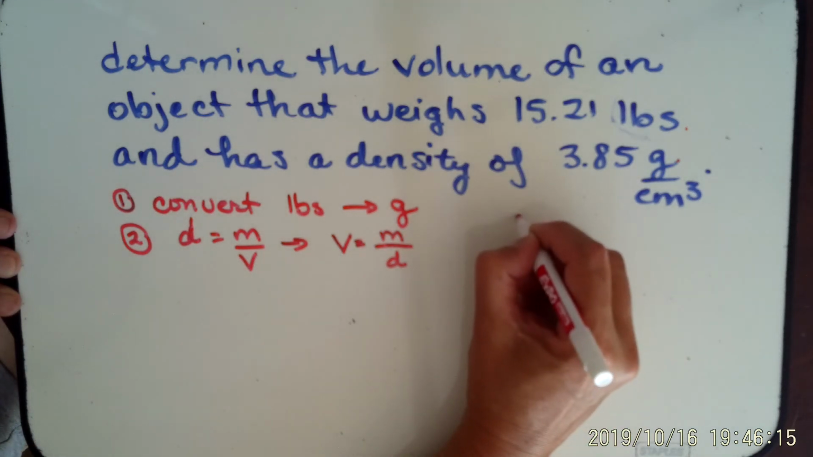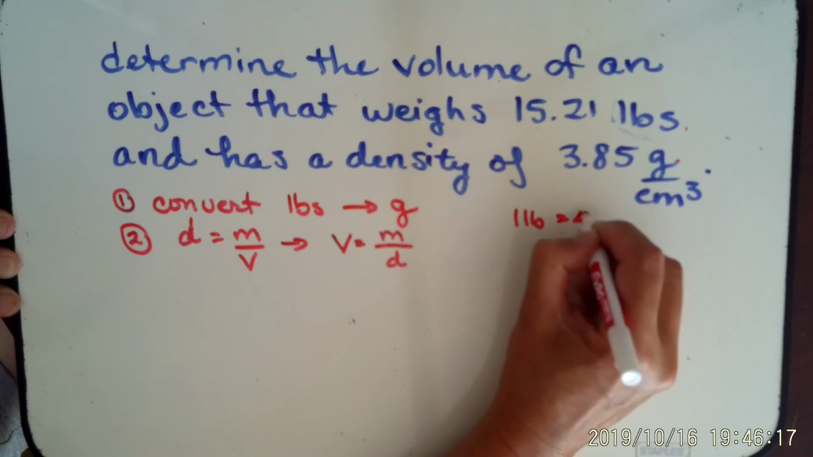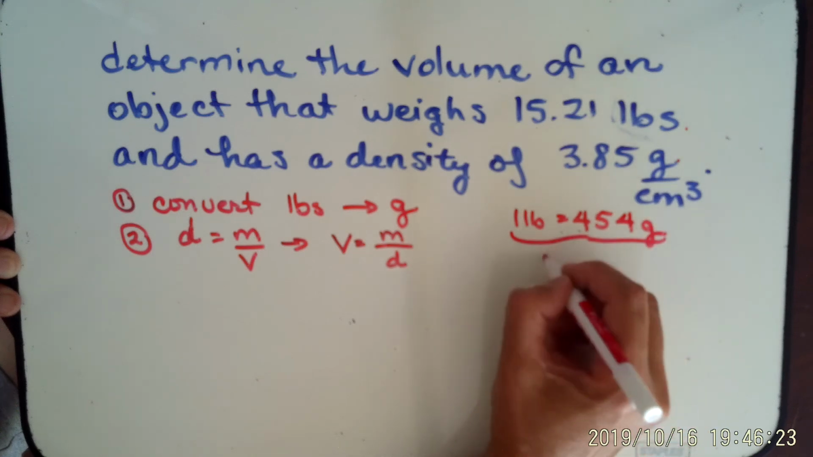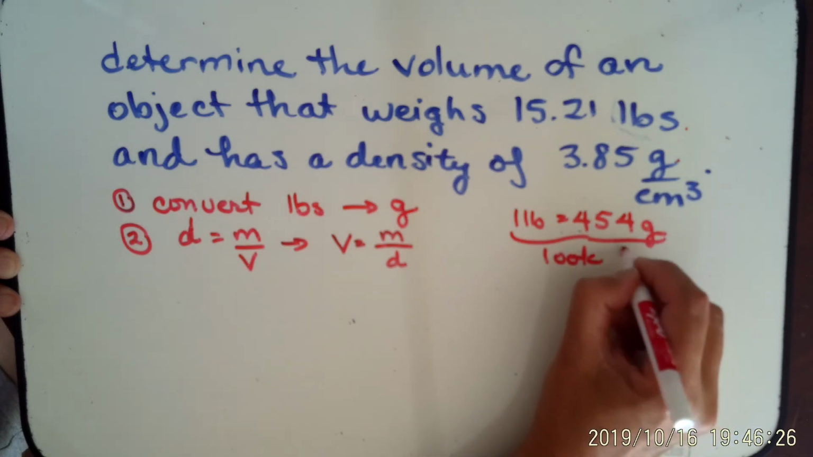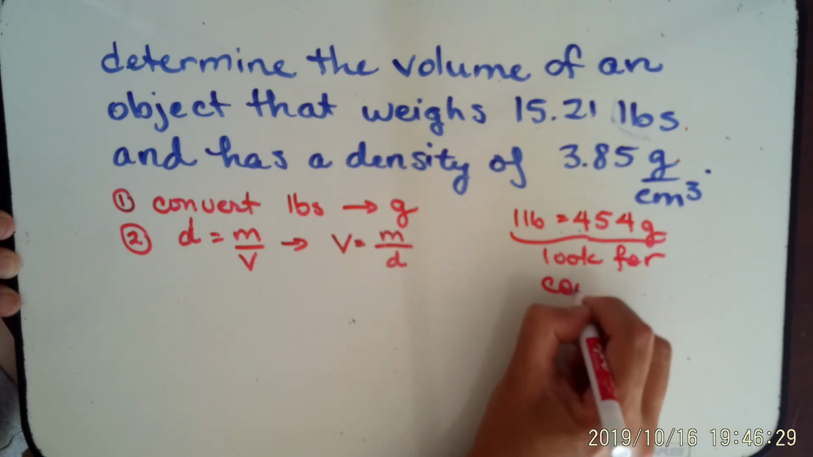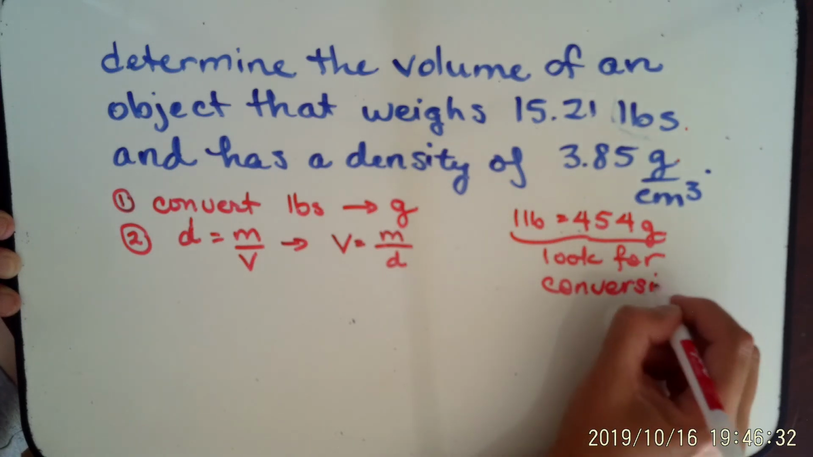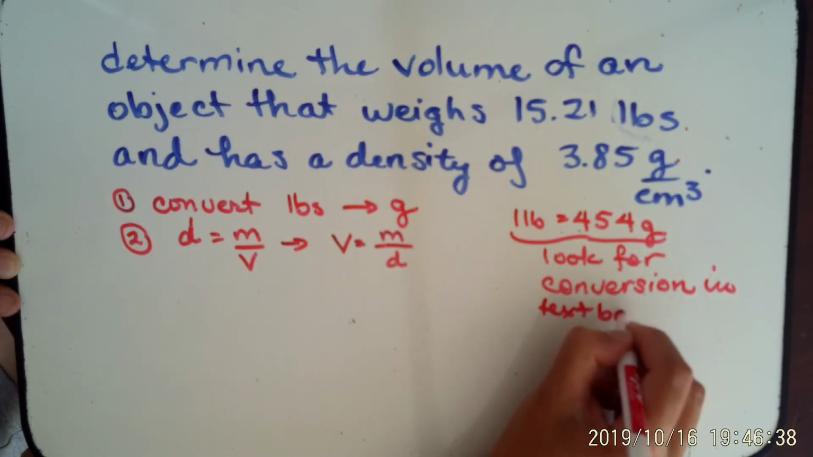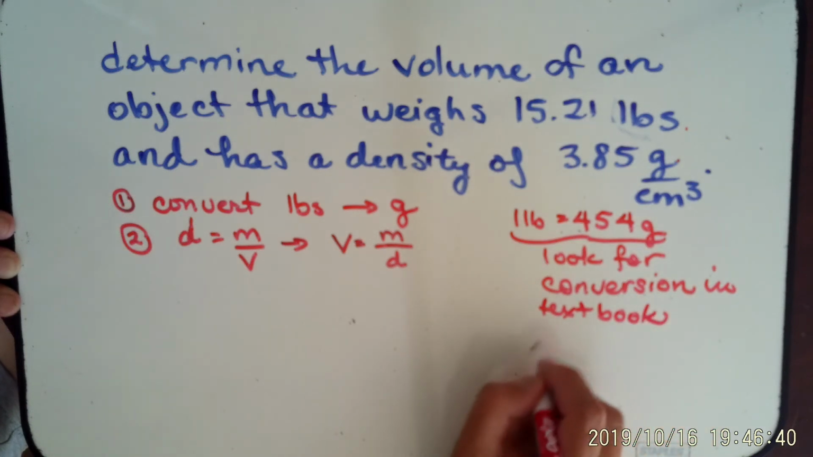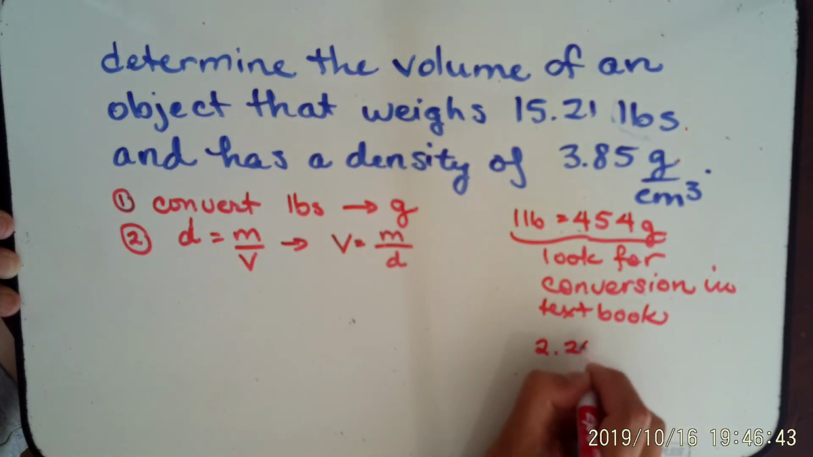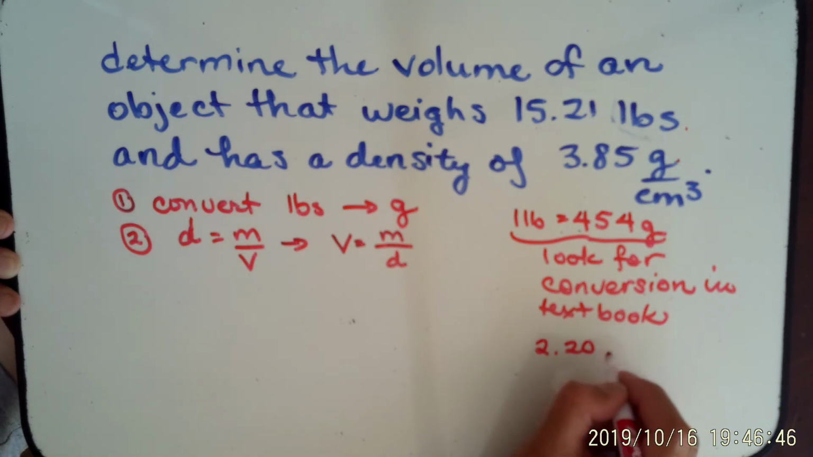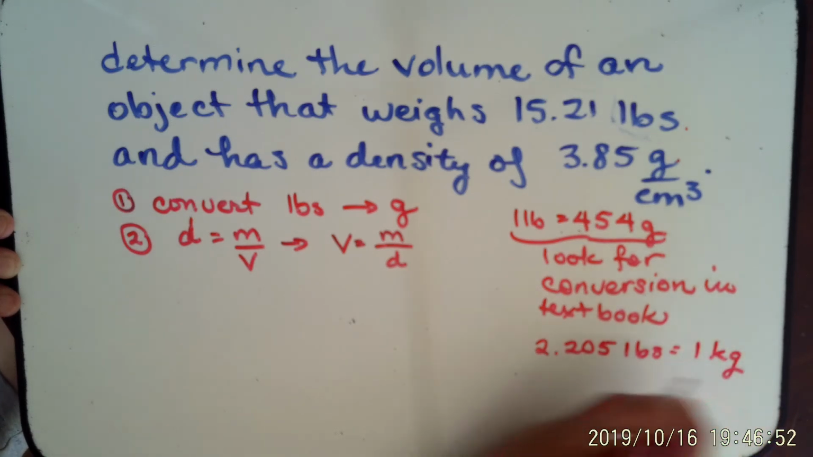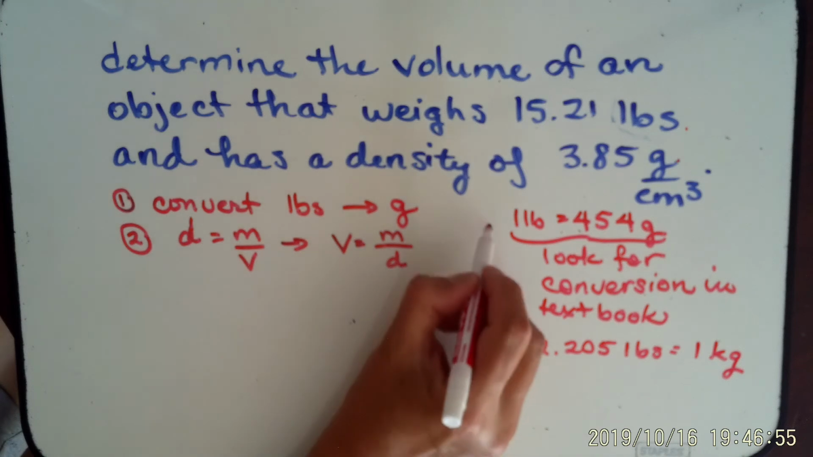When we look it up, we know that 1 pound is about 454 grams. You're going to look for your conversions in your textbook. Another one that we always use is 2.205 pounds is equal to 1 kilogram. So you can do those conversions too, but we'll go with this one.